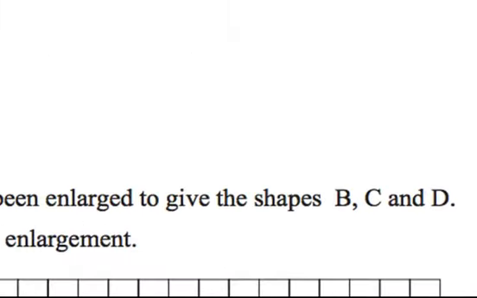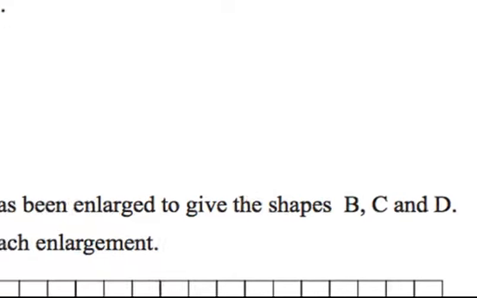7.3 Enlargements. In this section we consider enlargements. We look at the use of the terms scale factor and center of enlargement.